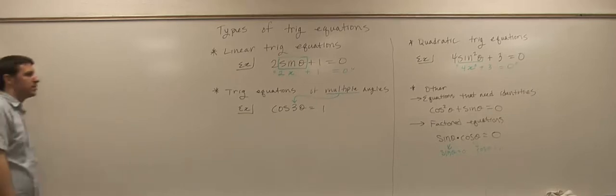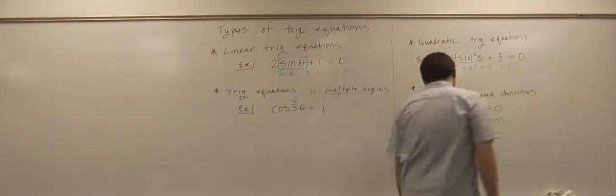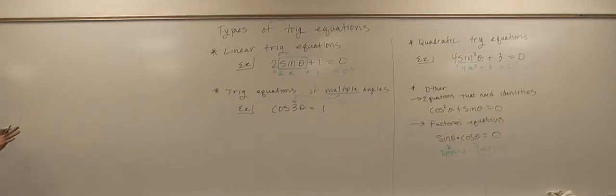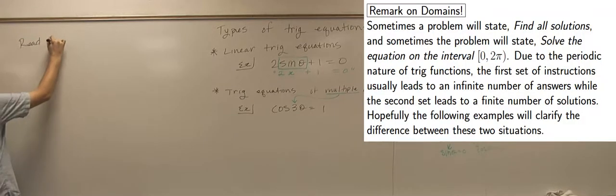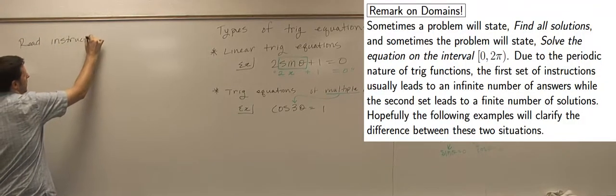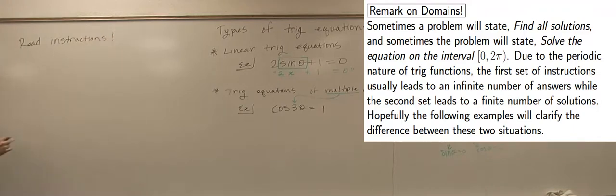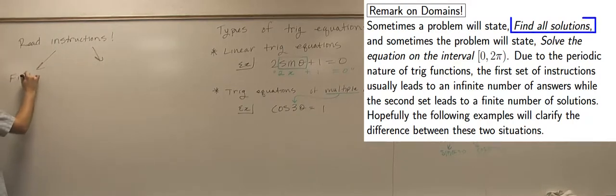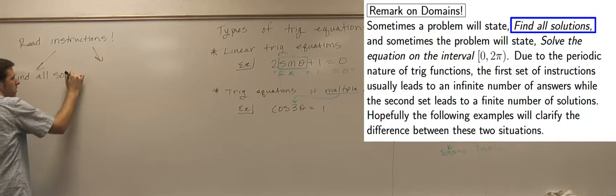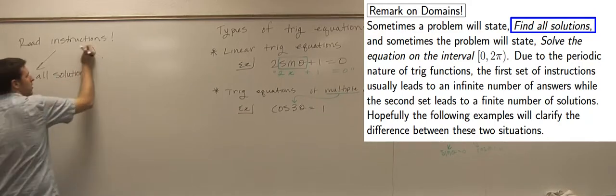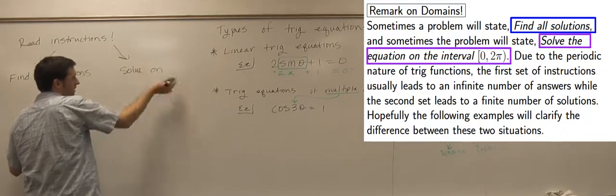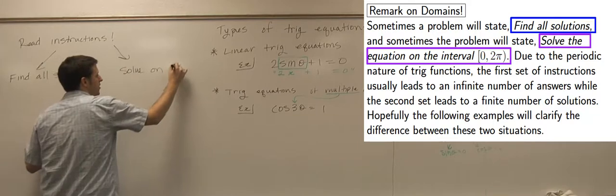I have to talk to you about domains. So before I get to my examples, and this is kind of important, this is going to cost you points. You have to read the instructions on these problems. You have to. I know. The instructions are going to be of one of two forms. It's either going to say find all solutions, or it's going to say solve, or something like solve on the interval 0 to 2 pi.